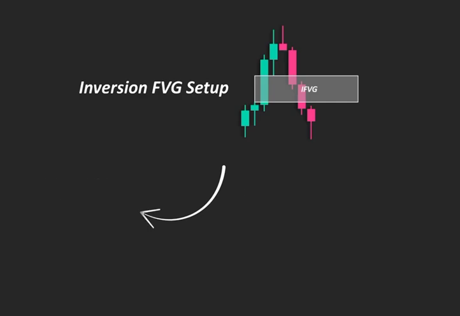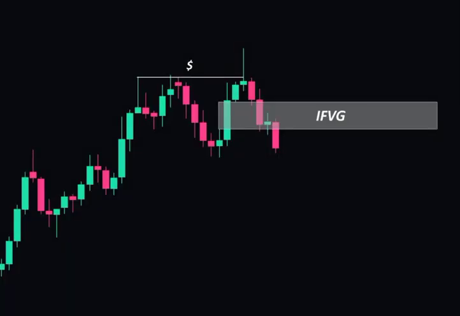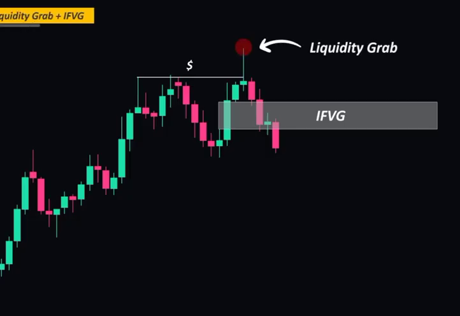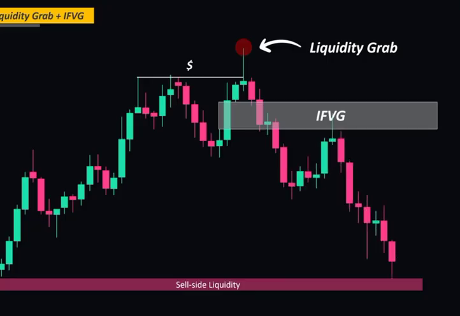That's why we trade inversion fair value gaps in combination with two key concepts. First, when the inversion happens after a liquidity grab. This means the market has engaged the buy-side liquidity, triggering stops and trapping traders in short positions. After that, the price often has a higher chance of moving towards sell-side liquidity on the opposite side. When an inversion FVG forms right after this, it confirms a shift in momentum and signals a potential reversal. Combining the liquidity grab and inversion fair value gap is a very powerful combination.